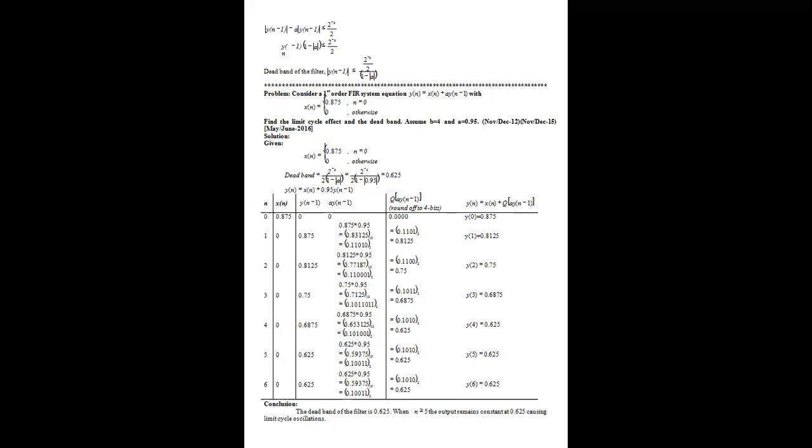We get the value of y of 4 equal to 0.625. Continuing for 5 and 6, we get the values of y of 4, y of 5 and y of 6 to be 0.625. The deadband of the filter is 0.625. So for n greater than or equal to 5, we observe that the output remains constant at 0.625, causing the limit cycle oscillation.